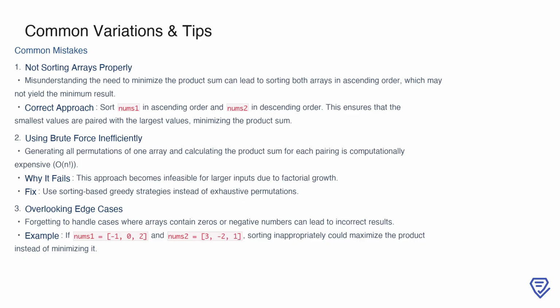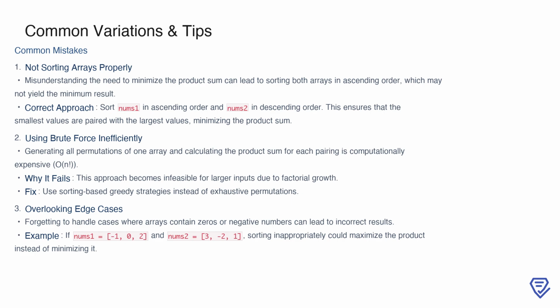the product sum. Another mistake to avoid is using a brute force method to generate all permutations of one array and calculate the product sum for each pairing. While this approach might work for small inputs, it becomes computationally infeasible for larger arrays due to the factorial growth in complexity. It's far more efficient to use a sorting-based greedy approach.